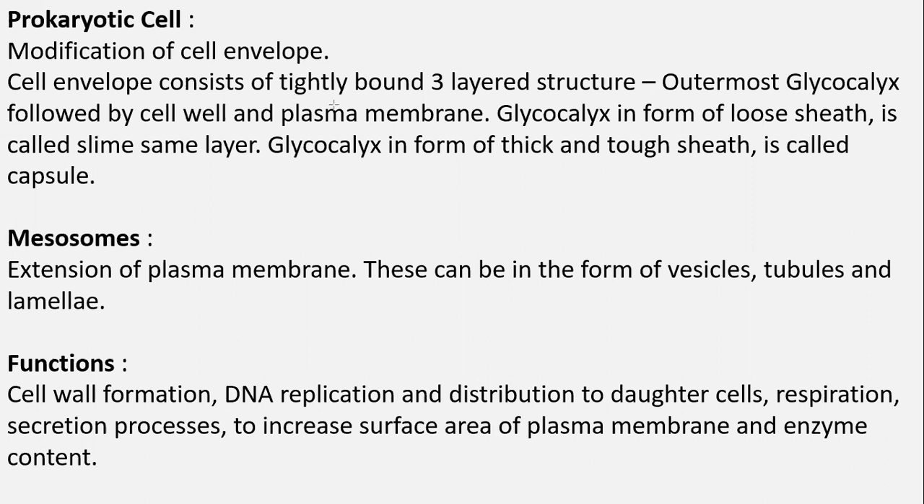Right. So let me discuss one more time. I'll tell you the important points. It is a three-layered structure which consists of the outermost glycocalyx, followed by the cell wall and then the cell membrane. Guys, this is a previous year question.